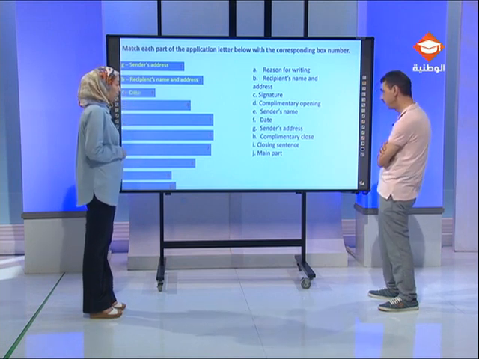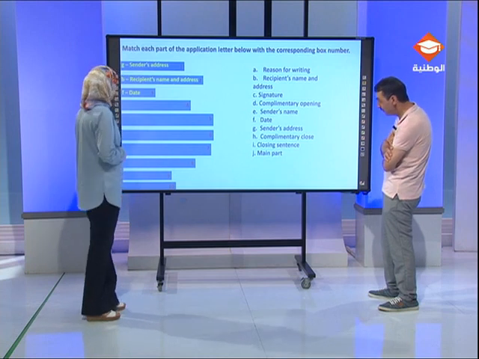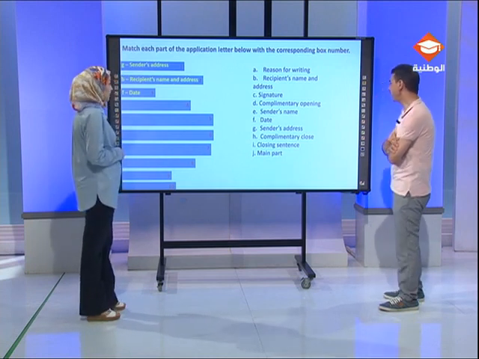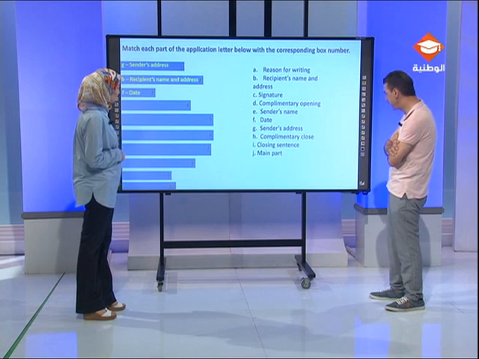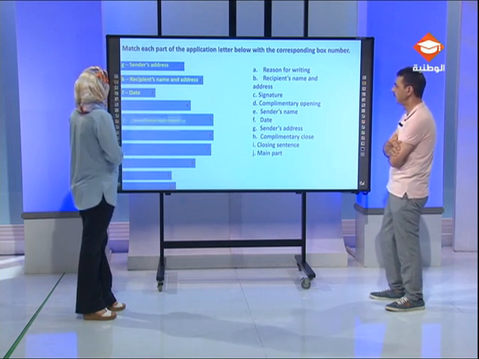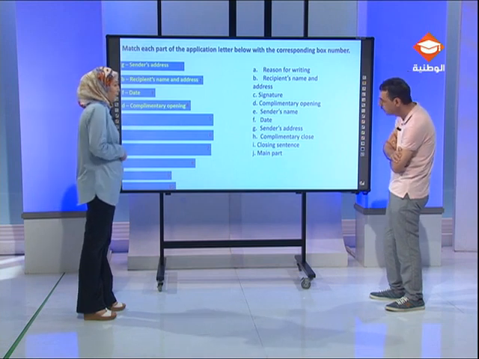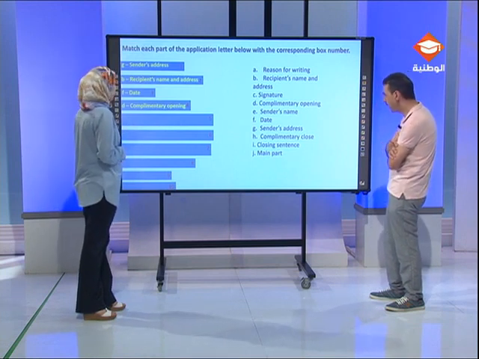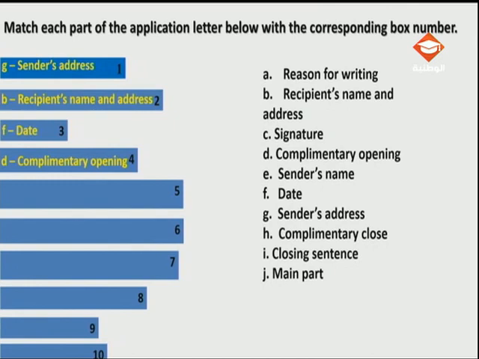Then number 3, date. Okay. Already outstanding performance. Thank you. Very good. Thanks to you, miss. Yeah. Number 4 might be, well, it has to be the complimentary opening. So, okay. Can't say nothing. Thank you, miss. Can't say anything.